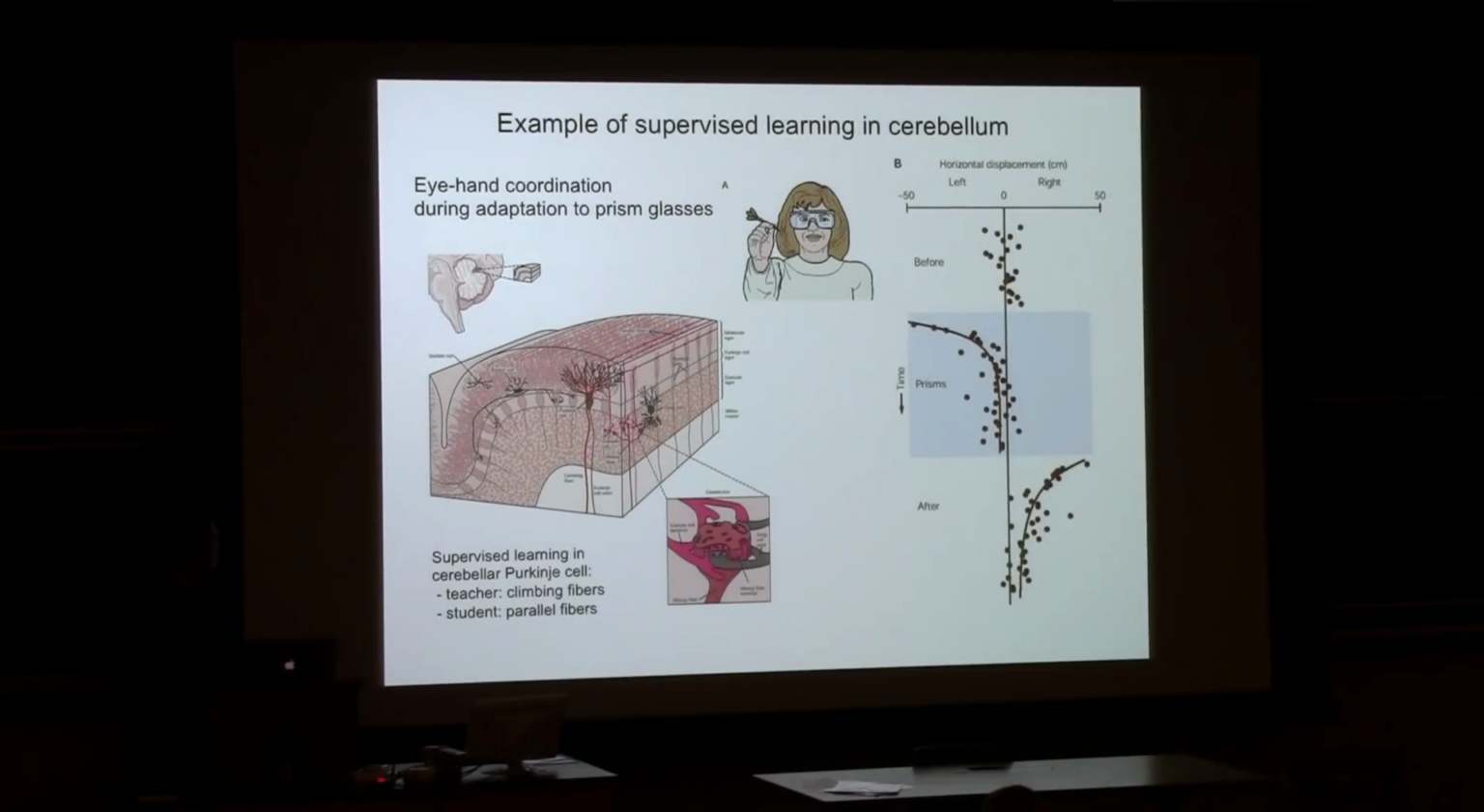So the teacher here is called a climbing fiber, which signals error, right? And the student is a parallel fiber. When the teacher fires, or there's some error, the desired output and the actual output are different, right? And then you change the synapse from a parallel fiber to the Purkinje cell. I'm not going to go into detail of this, but I just mention that this is the evidence that this thing actually exists in the brain.